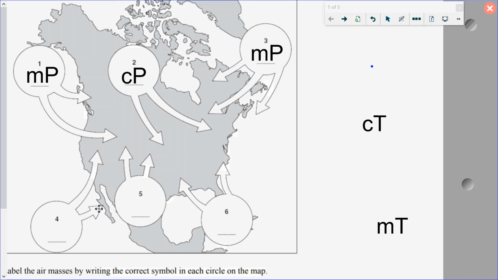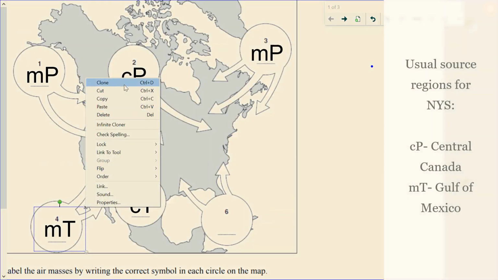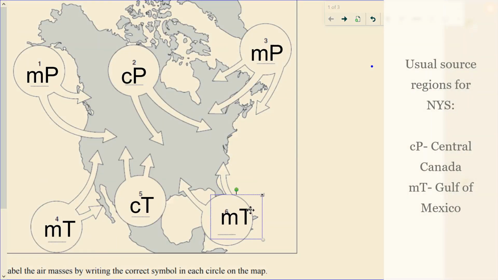Now we're down to the tropics over here. Okay. So we've got maritime tropic because it's over the ocean and it's warm down here. Continental tropic, it's over Mexico, it's dry and it's warm. And then you need one more maritime tropic for here because this is mostly water down here and it's warm.